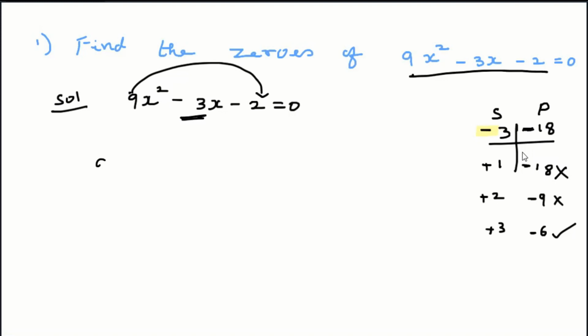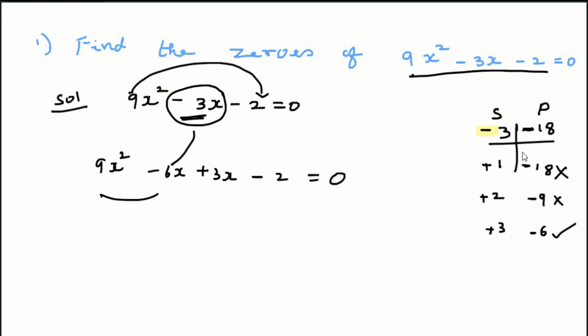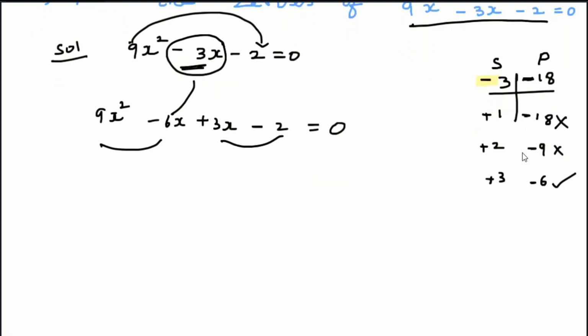So 9x squared, this minus 3x, the middle term, I am splitting into factors. This minus 3 only I am splitting it as minus 6x plus 3x, correct? And this minus 2 is there. Now combine two terms and try to pull out whichever is common. 9 and 6, 3 is common. x square and x, x is common. So this is 3x into 3x minus 2. Here there is nothing common, so I can pull out plus 1 into 3x minus 2 equal to 0.